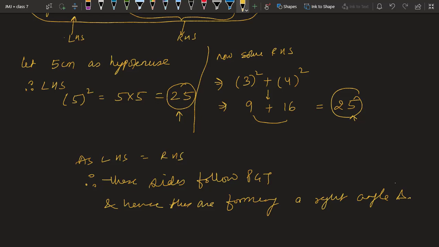Now I hope you are able to understand all the basic concepts related to right angle triangle, related to squares, related to square roots and all. And now you can try exercise 6.5 questions on your own.